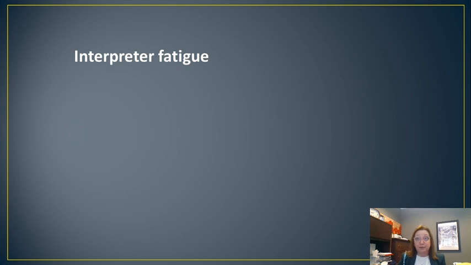Interpreter fatigue is real. You get very tired, especially when you are interpreting for hours and hours. That's why Rule 42 actually allows for any proceedings that may be more than 2 hours to be worked with two interpreters. So it's important for you to know your limitations and to know if you're going to be able to do something for so many hours or not.